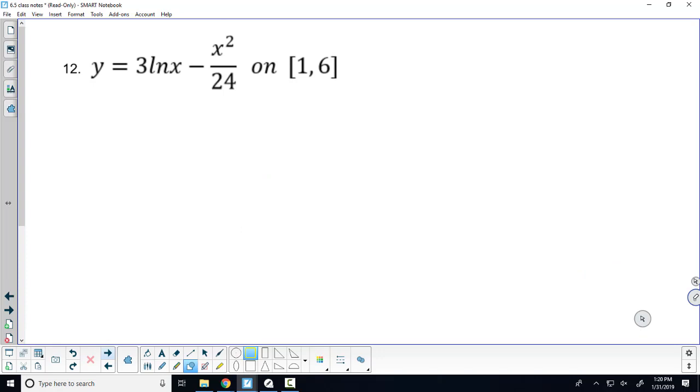carry on. Another one. This one is given as a function of x. So we don't have to do any rewriting as a function of y. We can just go ahead and do it. So we find the derivative, and the derivative of ln x is 1 over x, so this will be 3 over x. The derivative of x squared over 24, bring down the 2, subtract 1, so we get minus x over 12.